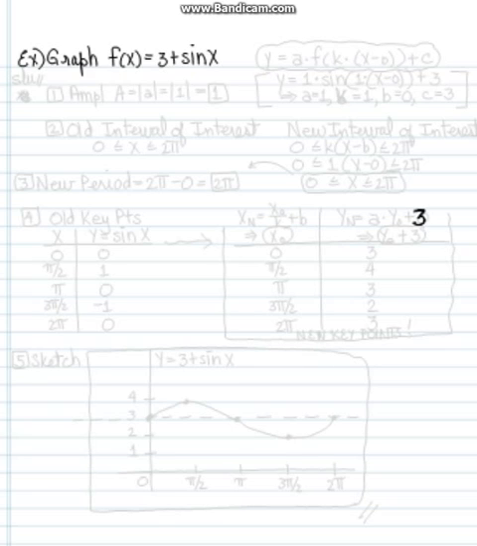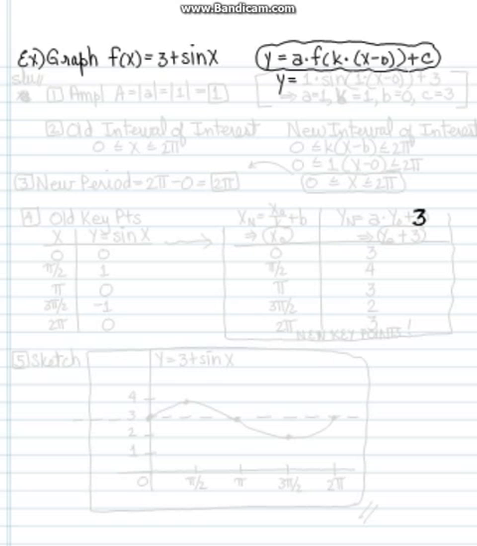Now we're asked to graph the trigonometric function. It's actually a variation of one of our basic trig functions: f of x equals 3 plus the sine of x. So the first thing we want to do is see it in the form y equals a times sine of k times (x minus b), and then plus c.